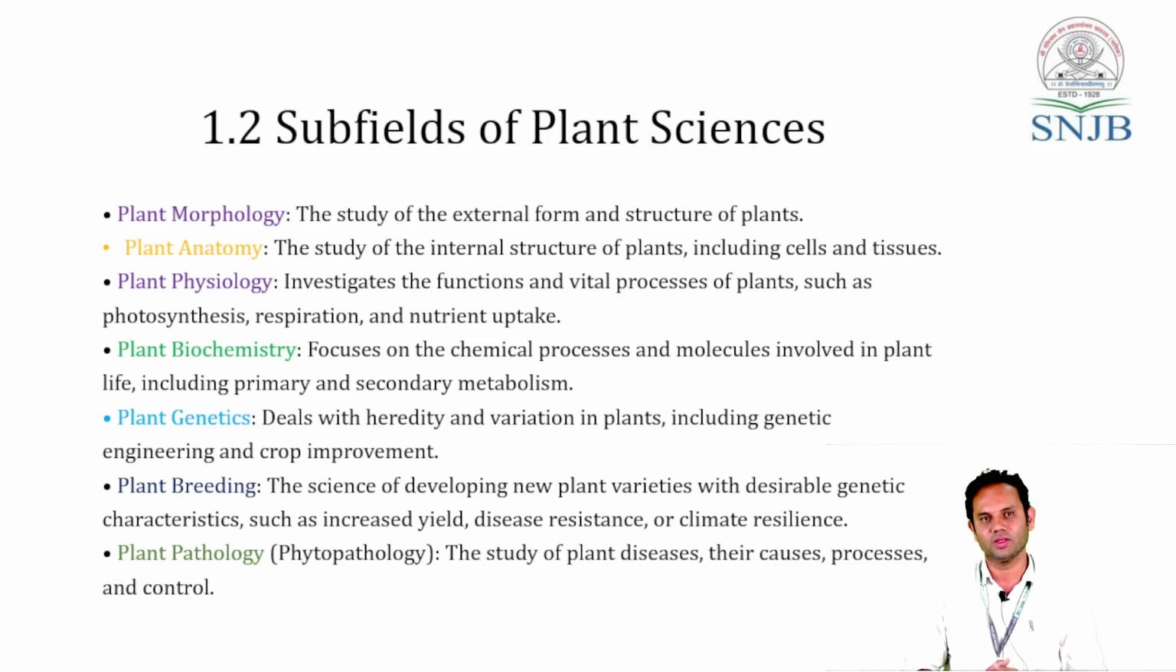Second is plant anatomy. So what is plant anatomy? It is exactly opposite to plant morphology. In morphology we study external features, whereas in plant anatomy we study the internal structures of the plants. Means how the plant internally looks. So how are we going to study this anatomy? We have to take sections of the different parts of the plants, like sections of the root, sections of the stem, sections of the leaves. All these aspects are studied under the subfield of plant science which is known as plant anatomy.